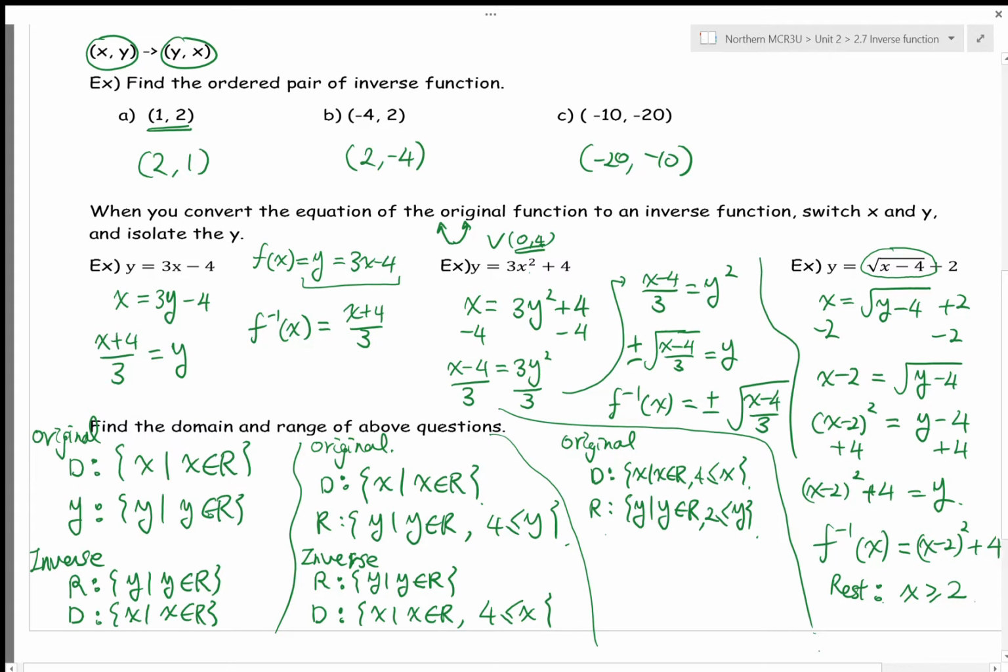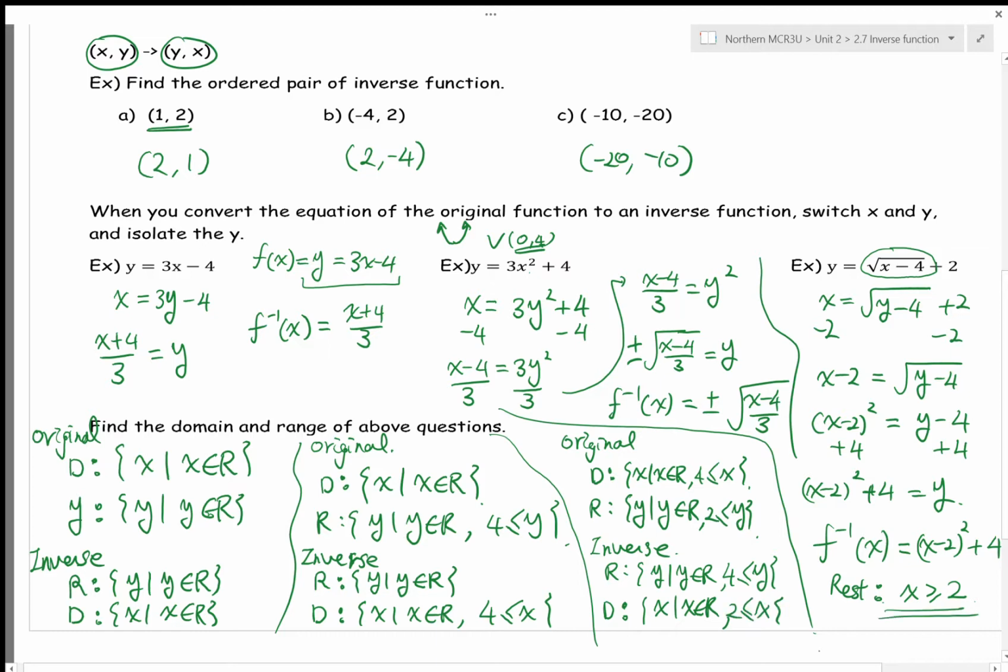Then what is my domain? Sorry, what is my inverse? So the inverse then becomes just a range, that y such that y is an element of the real numbers, and y has to be greater than or equal to 4. And then the domain is x such that x is an element of the real numbers, and x is greater than or equal to 2.